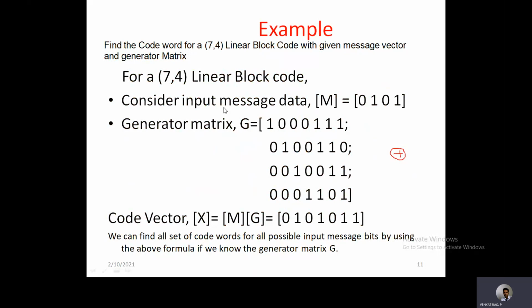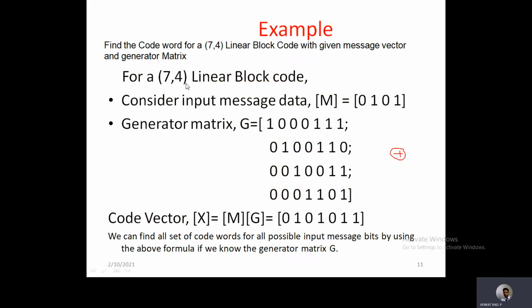So whatever I have explained previously up to now, you can understand in a very easy way while you are looking at these examples. The first example is this: you need to find the code word for a 7,4 linear block code with a given message vector and a generator matrix. That means the message vector is given, and the generator matrix is also given, so how do we find the code word for this linear block code?